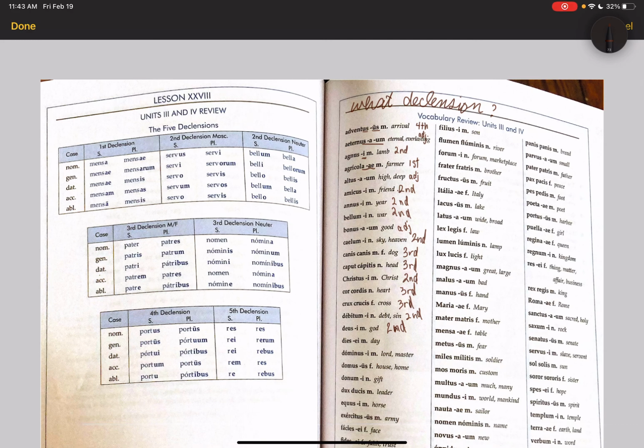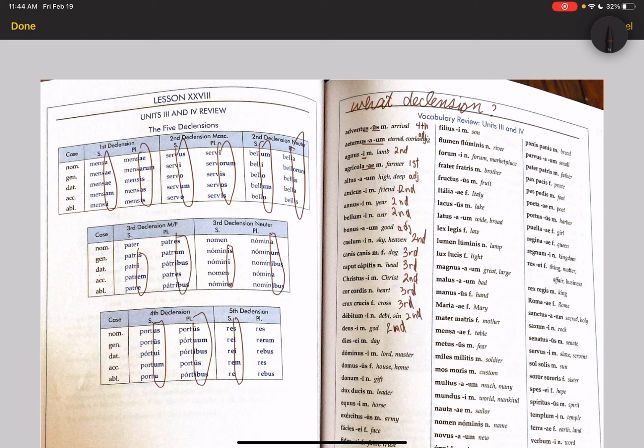You should know which declension each noun belongs to. That way you know which endings to add in your declensions. So if you can't figure out which declension a word belongs to, you can look in your lessons and find which lesson it was introduced in and what declension we were studying at that point. Most of them are easily recognizable.